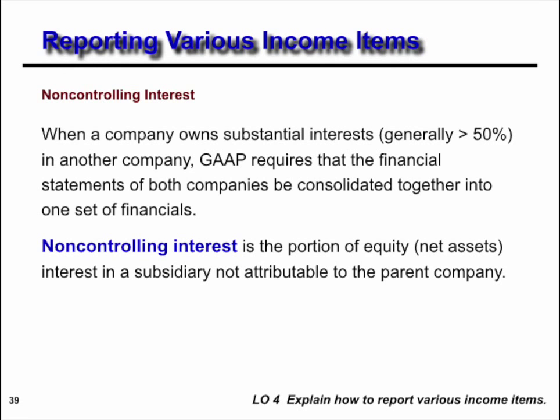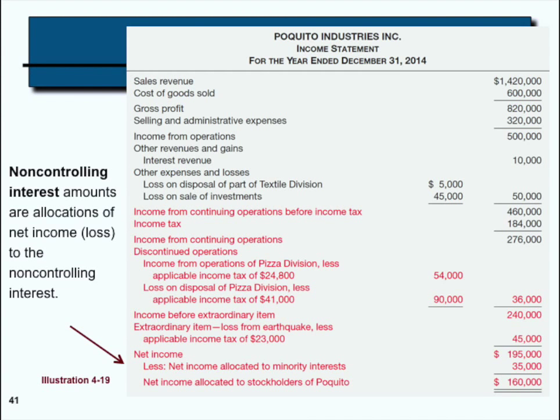So, when the parent company owns a substantial interest, generally greater than 50%, in another company, GAAP requires that the financial statements of both companies be consolidated together into one set of financials. The non-controlling interest is the portion of the equity, or the net assets interest in the subsidiary, not attributable to the parent company.